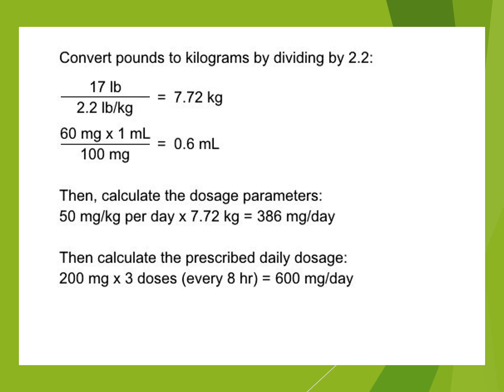17 divided by 2.2 is 7.72 kilograms. 60 milligrams times 1 mL over 100 milligrams is 0.6 mLs. Then calculate the dosage parameters. So 50 milligrams per kilogram per day times 7.72 is 386 milligrams per day. Then calculate the prescribed daily dose. 200 milligrams times 3 doses every 8 hours is 600 milligrams per day. And there you have it.